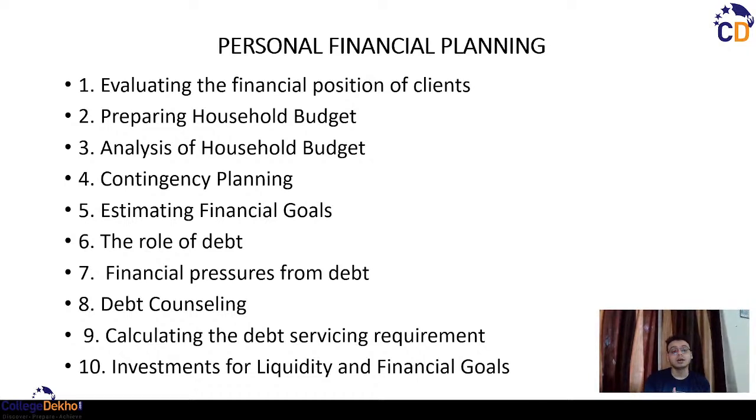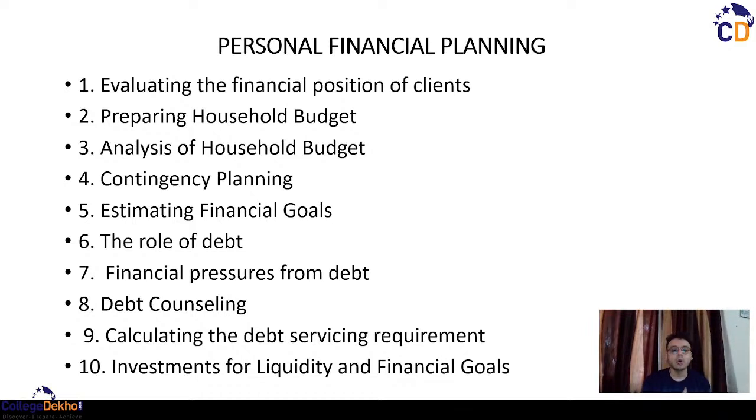Okay. Then the preparation of the household budget, that you have to prepare a sufficient household budget. For example, how much expenses you are incurring in a particular month. Analysis of the household budget: are those expenses necessary or not? Are they for needs or wants, or for what purposes? If the majority are for wants, then you must cut down those expenses and invest that proportion of wants into investment.